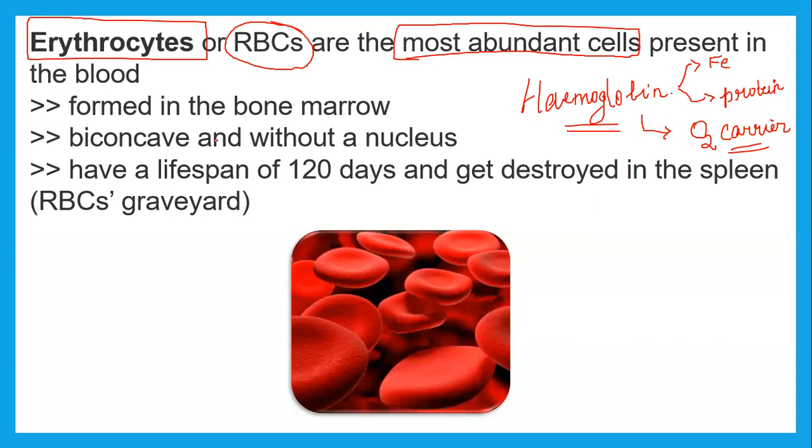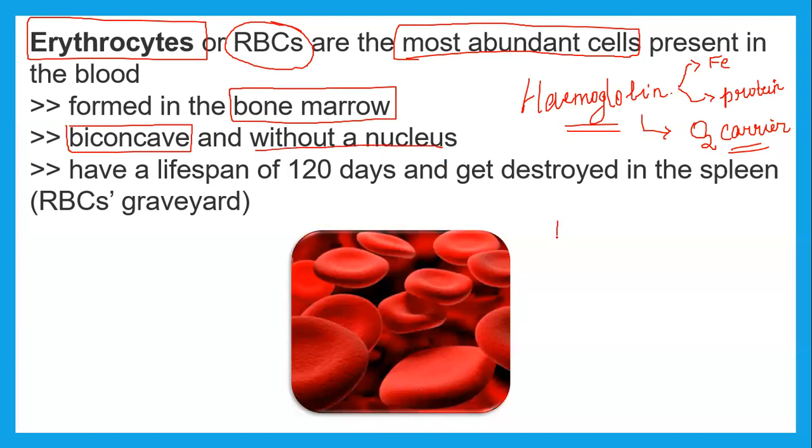Where are the erythrocytes formed? The erythrocytes are formed inside the bone marrow. Mostly in the red bone marrow, you will have the formation of erythrocytes. So erythrocytes are formed in the bone marrow. What is their shape? They have a biconcave shape without any cell organelles or nucleus also.